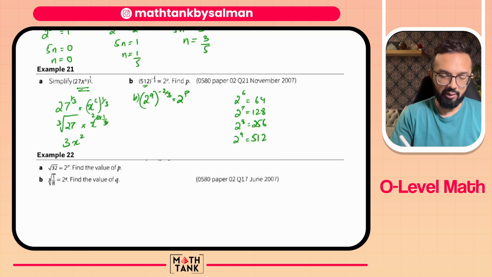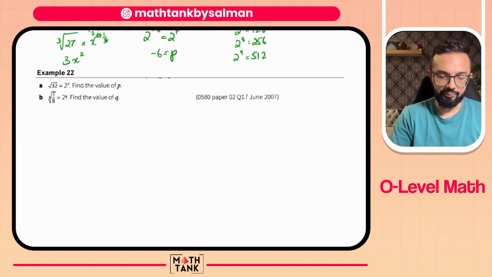2 power 9 equals 2 power 3p. So 3 times 3 to power minus 6 equals 2 power p. Minus 6 equals p. I think that's the last question in this part of the video. So 2 power 5. A root translates to power half. Slightly more challenging than the previous ones. Okay, so when the bases are the same, powers are equal.